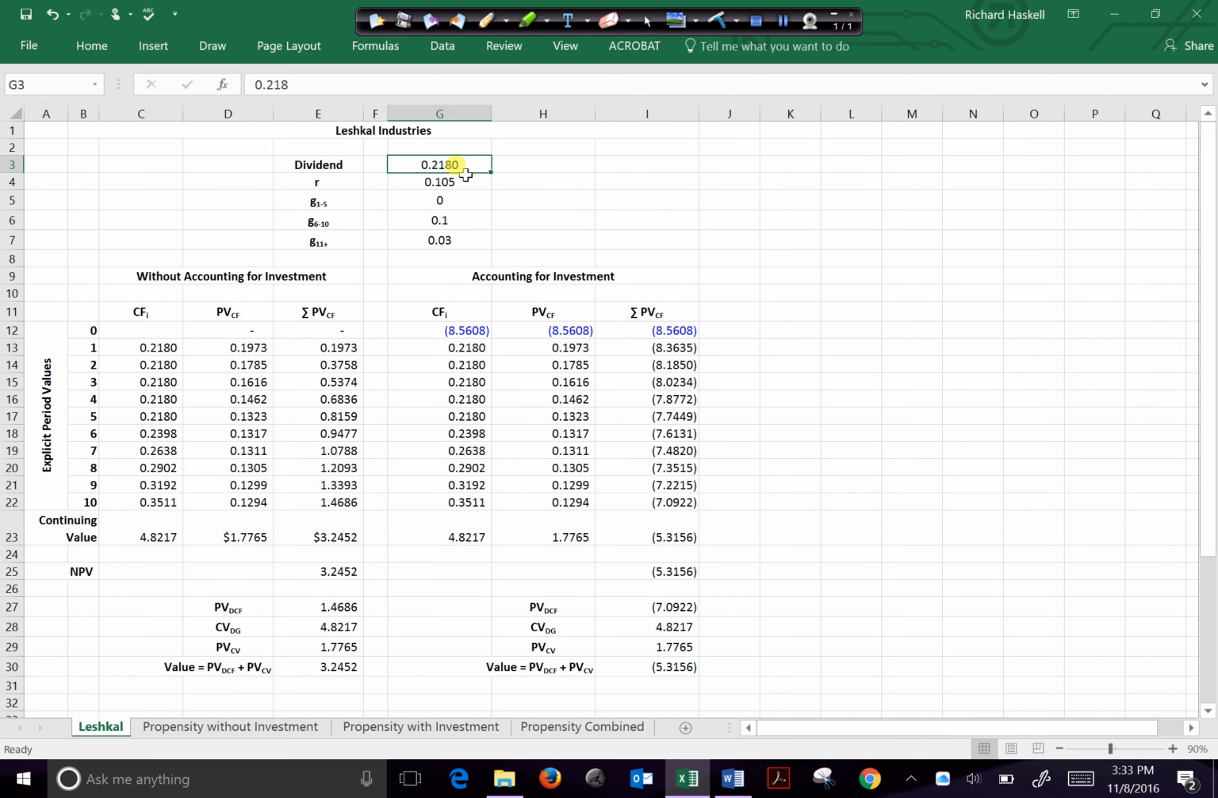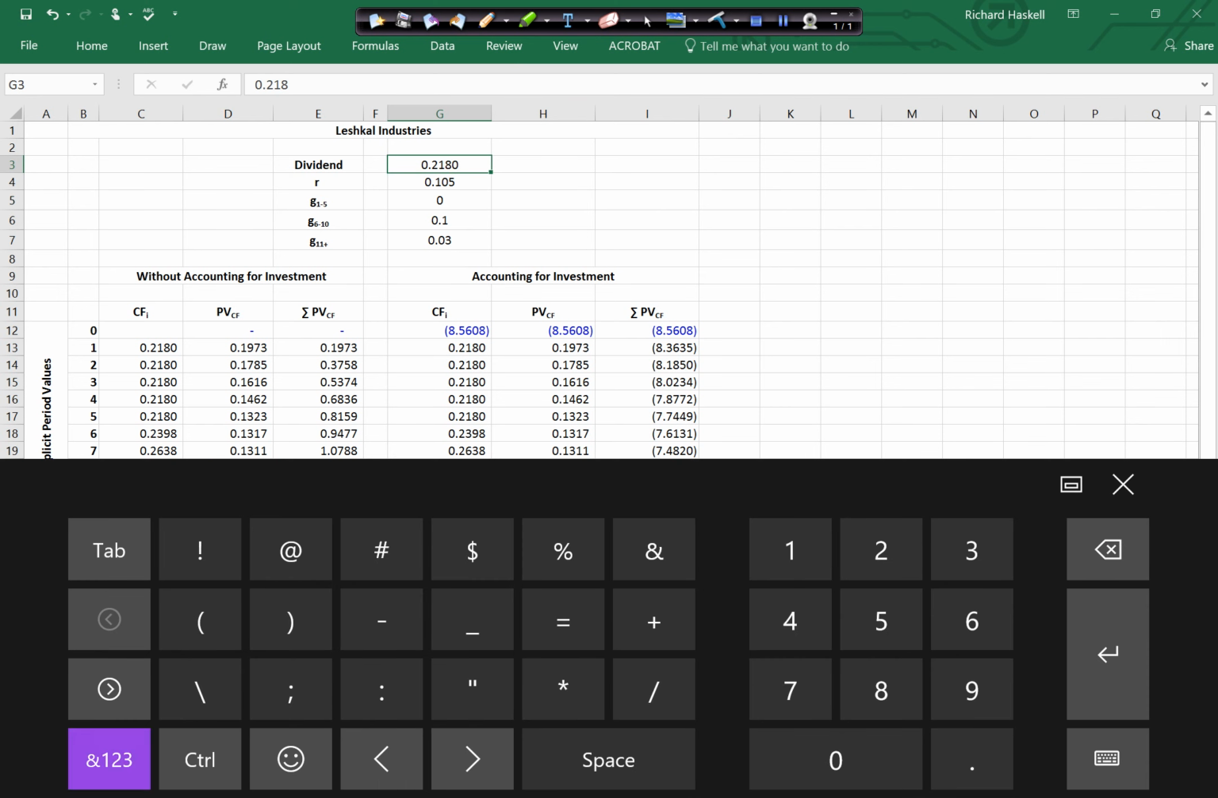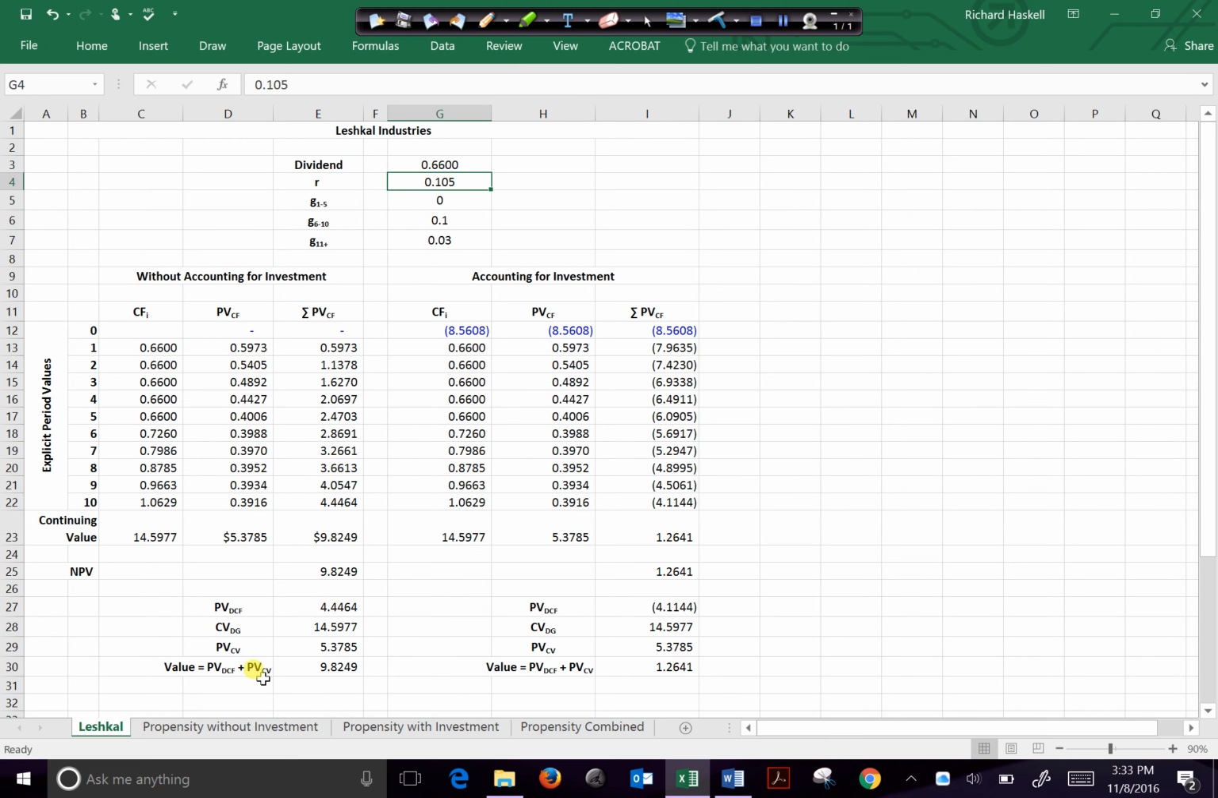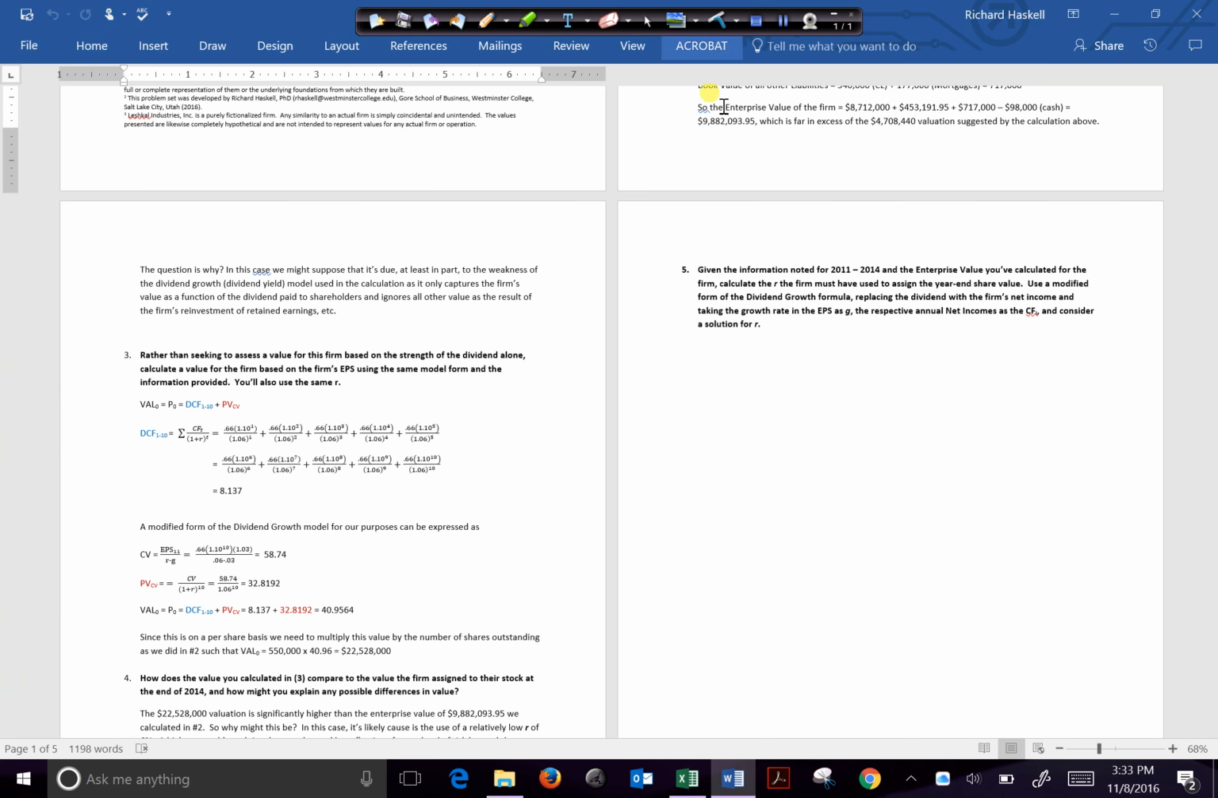It's some other number. Actually, the reason it's not it in this case is because I'm still using the old income variable. If I change this to 66 cents to replicate the other analysis, now look at this. I'm at $9,824,000. That is not substantially different than the $9,882,000. So I'm honing in on the rate for R that the market must be using for this firm in order for that to really be the enterprise value based upon this kind of metric, which is going to be about 10.5%.